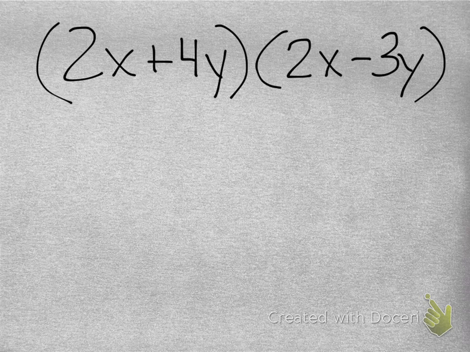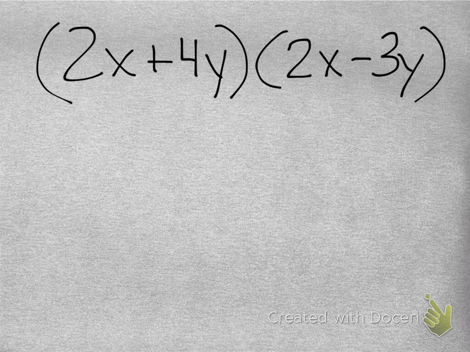Here we're continuing with another example where we can use the FOIL pattern. This time we have two different variables, but we can multiply two variables together. We'll just write them next to each other when that means multiplication.